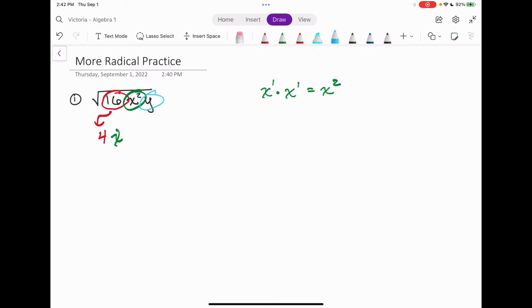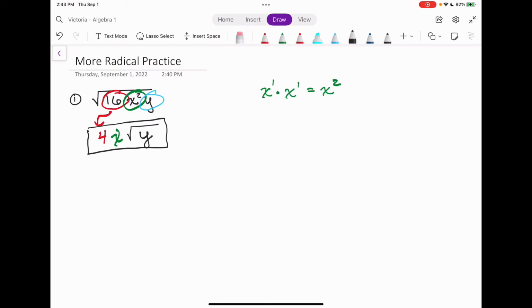I can't do anything with that. I can't simplify it because it's not a perfect square. It's just by itself. So that y is going to have to stay inside the radical. And that would be my final answer with that.